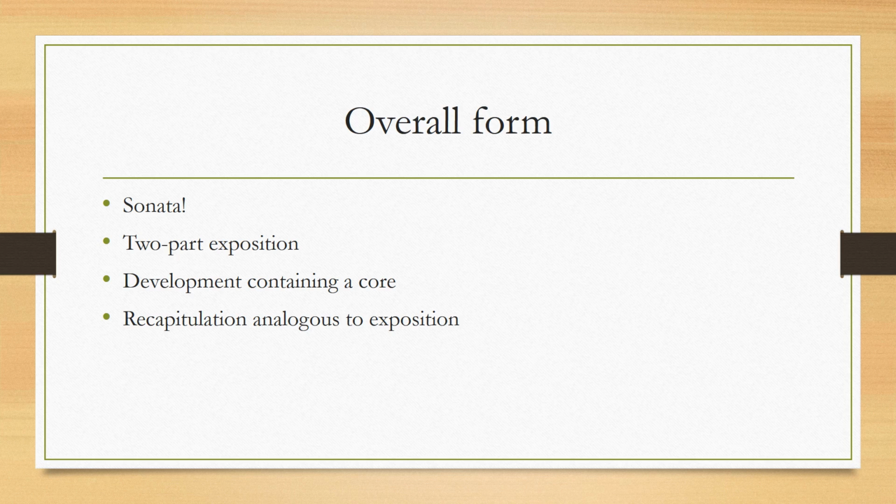As we would expect based on the title of the piece, it is in sonata form. It contains a two-part exposition, meaning that the primary theme and secondary theme are separated by a medial caesura. It contains a development, which uses a core, and a recapitulation analogous to the exposition, meaning that it is also two-part.